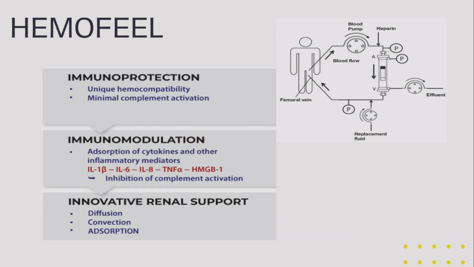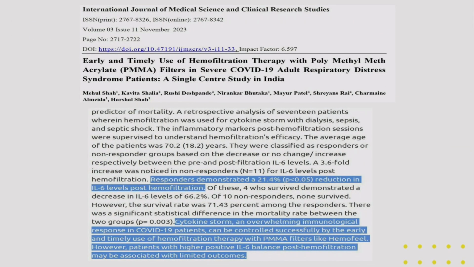And if you have machines like Asahi, which are CRRT machines, it can be used for hemodiafiltration also. So it is dual benefits. And if you look at the centers, familiar names, Rishi Deshpande sir, Mehul Shah sir, they saw it in COVID-19. So it was beneficial in COVID-19. Multiple patients have used it.